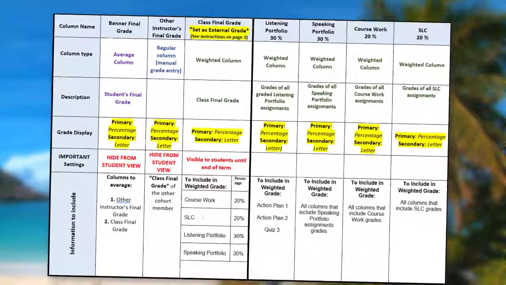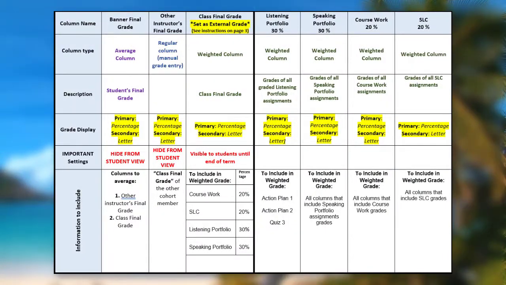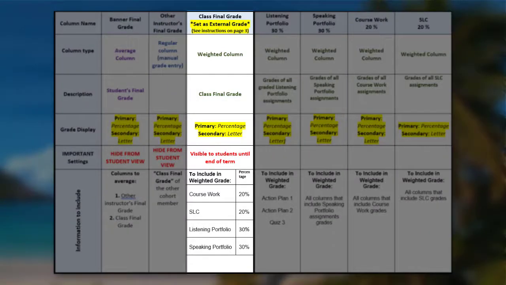Before we start, I'd like to quickly go over the important changes to the grade center for this term. First of all, let's look at the student's class final grade. Previously, this was calculated through 5 weighted categories: coursework, SLC, speaking portfolio, and then the midterm and final exams. In the new structure, the midterm and final exams have been removed and replaced by a new listening portfolio, which is weighted at 30%, the same as the midterm and final. This means we need to update the class final grade column by removing the exam categories and adding a new listening portfolio category.